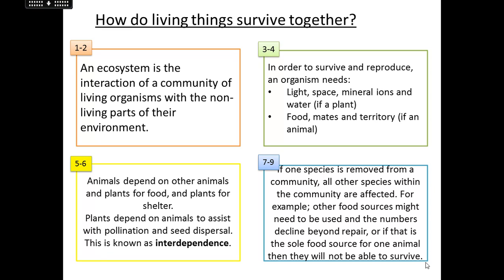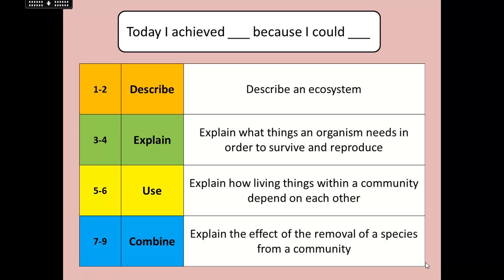You can go into way more detail than that for grades 7 to 9. You could even come up with an example food web or use one we did earlier together, which would be really good. So today I achieved, and remember you need to use describe, explain, use or combine. So today I achieved use because I could explain how living things within a community depend on each other, for example. So pause the video if you need to write in your background.